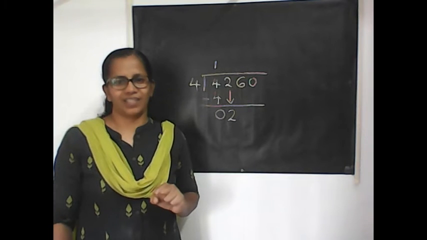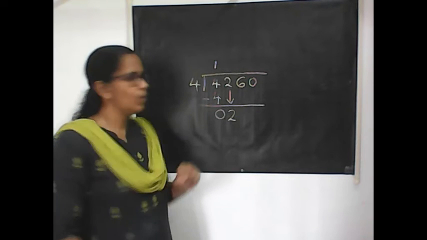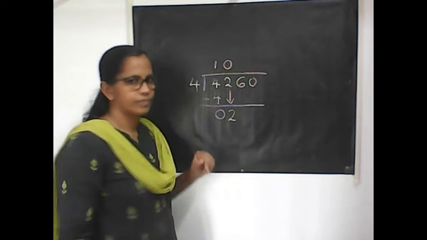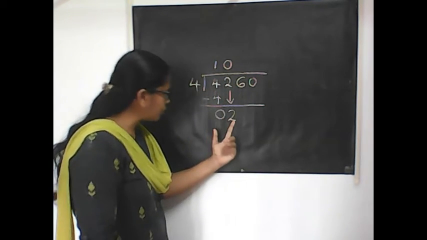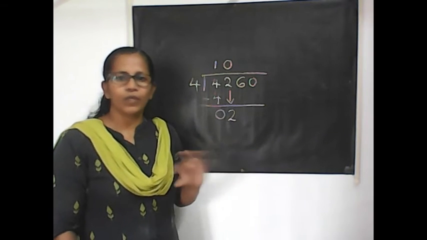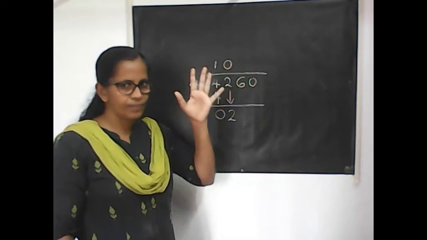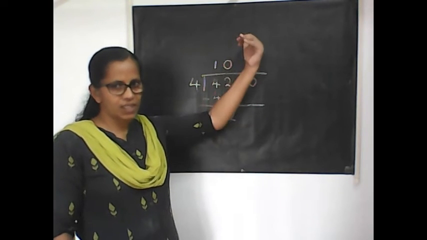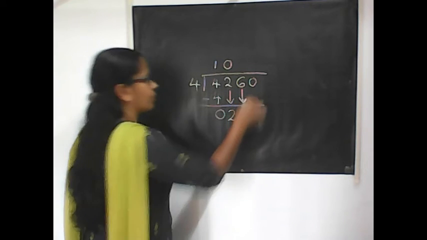I cannot take it. So, whenever it is not possible to take it at a time, what you have to do is just put 0 above that digit. I brought down 2. From 2, I cannot take away 4. Or when you say the table of 4, you will not get a product of 2. So, write 0 there. Don't forget, whenever it is not possible to take away, put a 0 in the quotient place and bring down the next digit there itself.